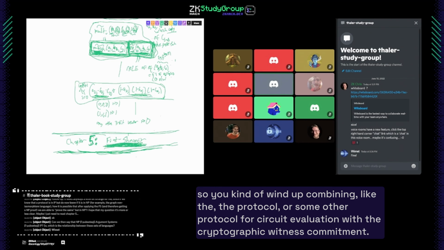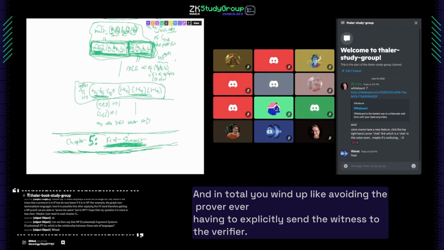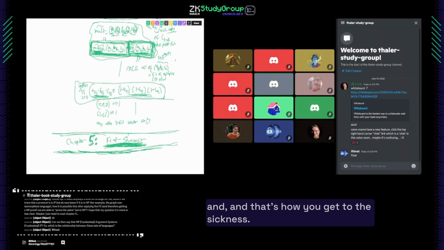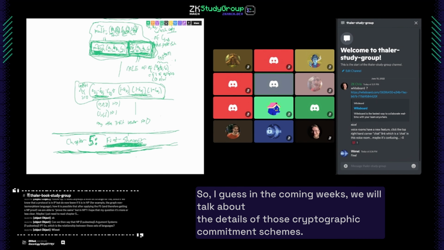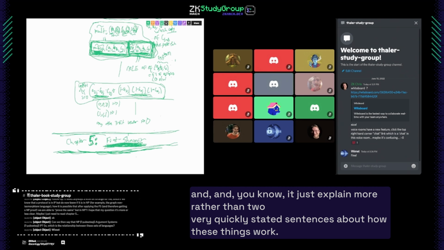And so you wind up combining the GKR protocol or some other protocol for circuit evaluation with the cryptographic witness commitment. In total, you avoid the prover ever having to explicitly send the witness to the verifier. And that's how you get succinctness at a very, very high level. In the coming weeks, we will talk about the details of those cryptographic commitment schemes and explain more, rather than two very quickly stated sentences about how these things work.